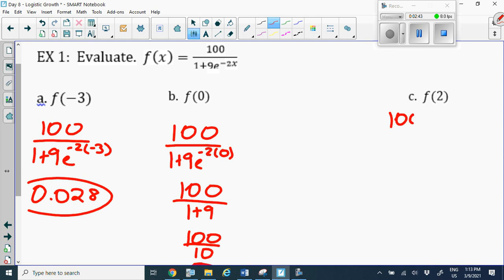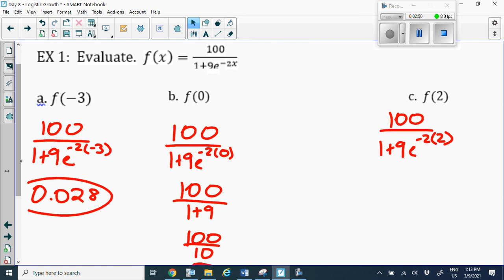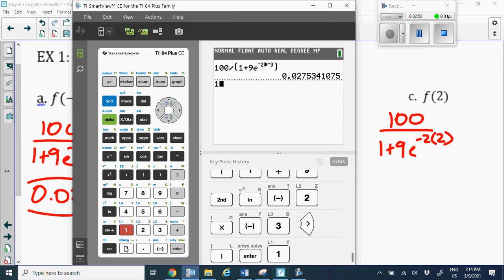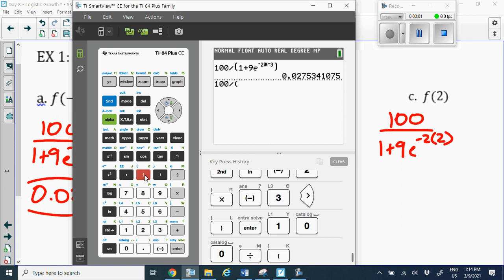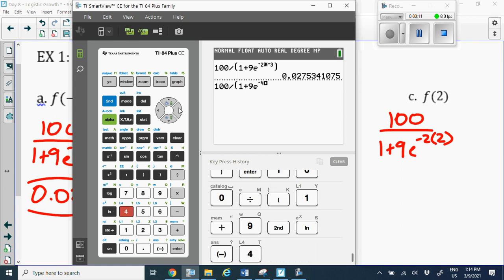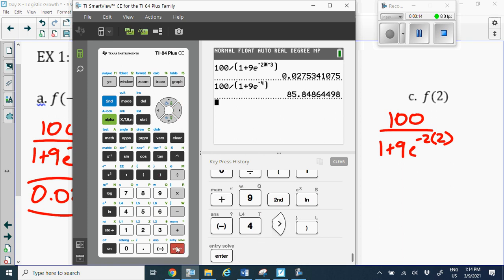So I have 100 over 1 plus 9e to the negative 2 times 2. And this one we will just have to plug into our calculator. So once again, I have 100 and then divided by, make sure you use parentheses, 1 plus 9, we do second natural log for our e, and then I have negative 2 times 2, which I'm going to go ahead and just put 4 because I already know what that is, and then parentheses, and we'll go ahead and round to 3 decimal places here. We have 85.849.